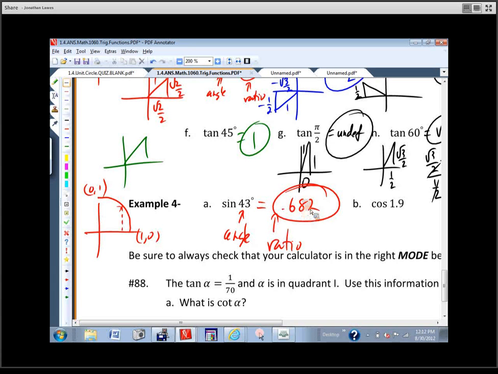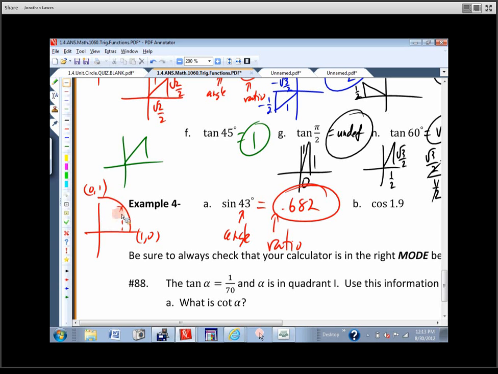The reason I tell you to think about that is if you have your calculator in the wrong mode or you plug something in wrong, it would be horrible to plug it in, write down the answer, and then get it wrong. You should know roughly what you're expecting. If this is 43 degrees, we're looking for a y-coordinate that's positive. Is the answer positive? Yep. So if your calculator gave you something negative, you know you did something wrong. We're also looking for something fairly close to 1, a little more than half.